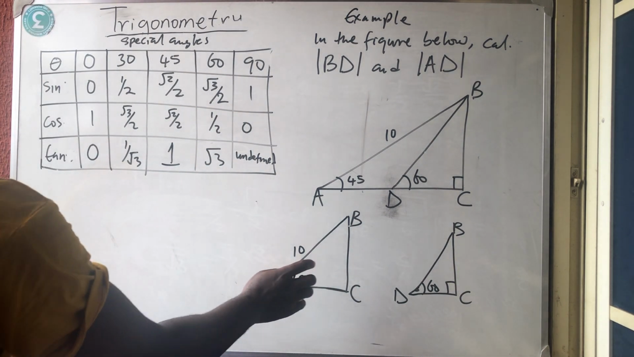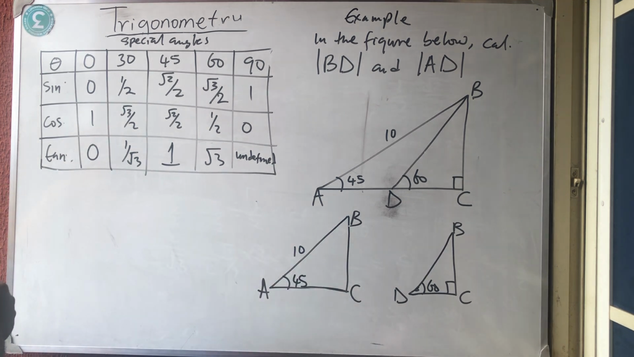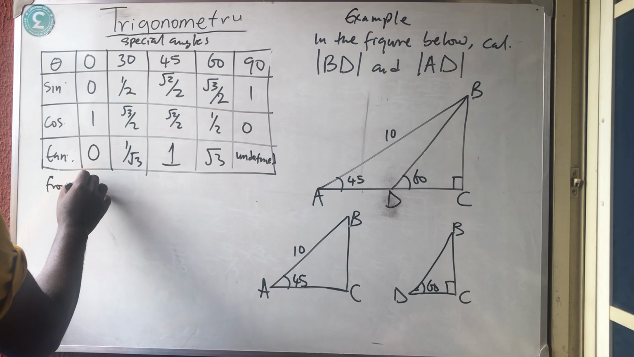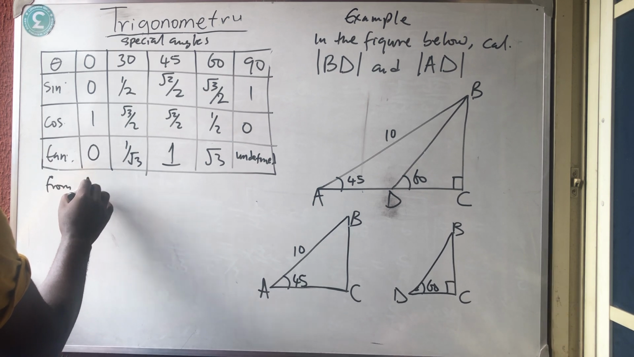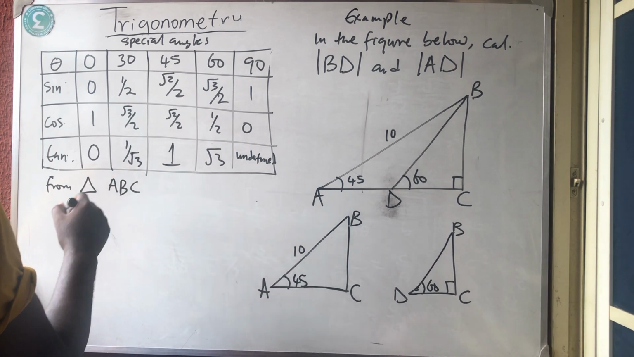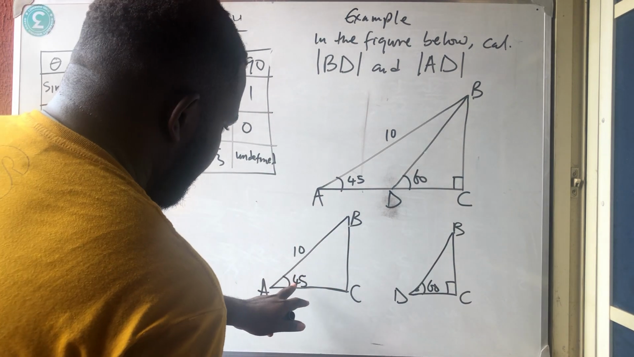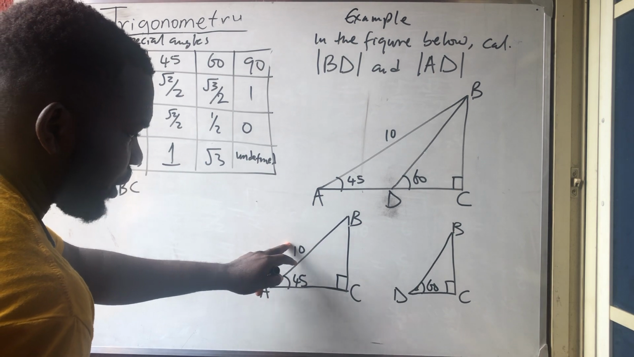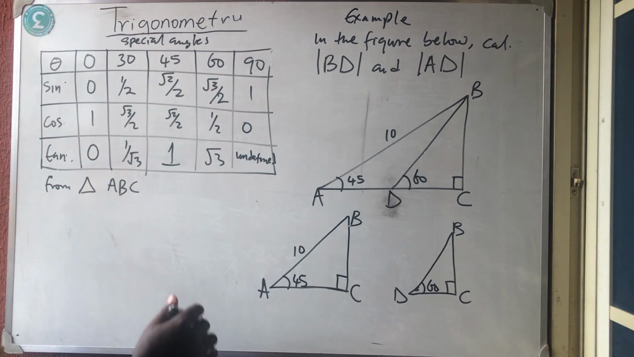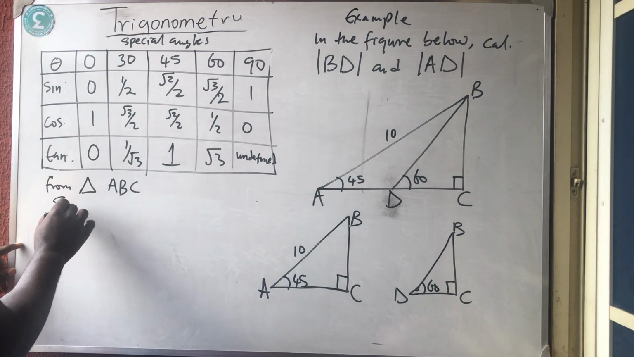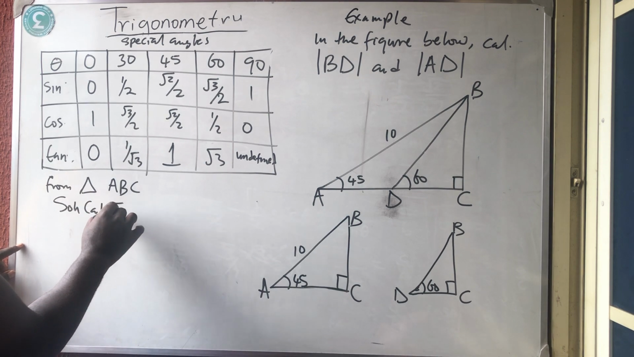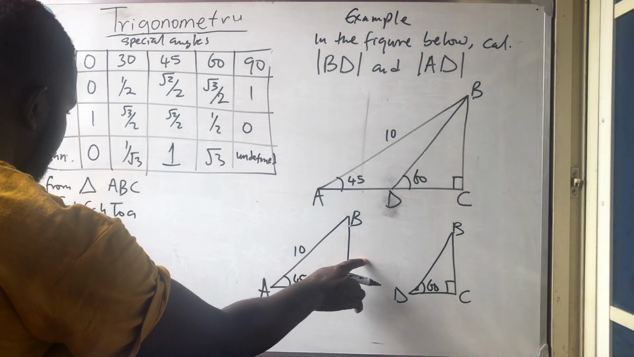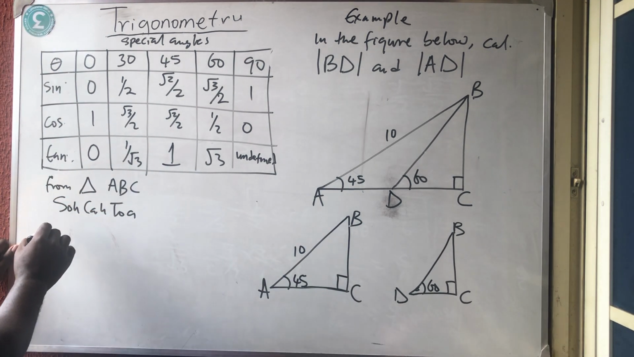So how do you find BC? From this triangle now, to find BC from triangle ABC. The one you already have is hypotenuse, because here is 90. You already have hypotenuse and you are looking for opposite. So you will not check for your SohCahToa. You must write down your SohCahToa. The one I already have is hypotenuse, and I'm looking for opposite. So I must use sine. You see how to know the one to use.